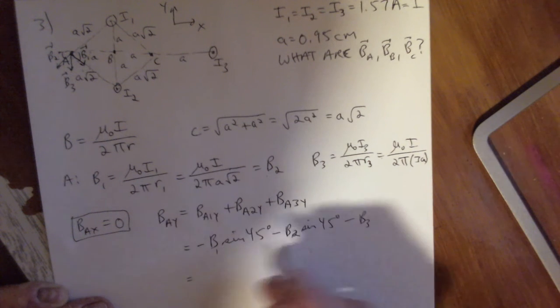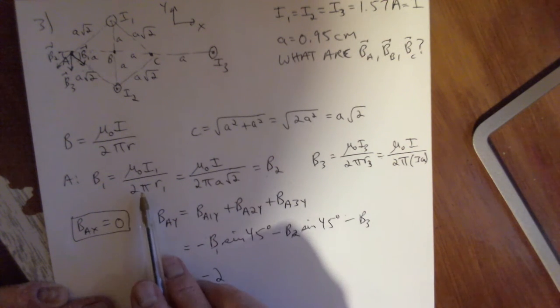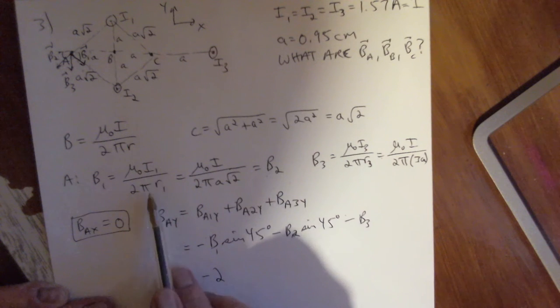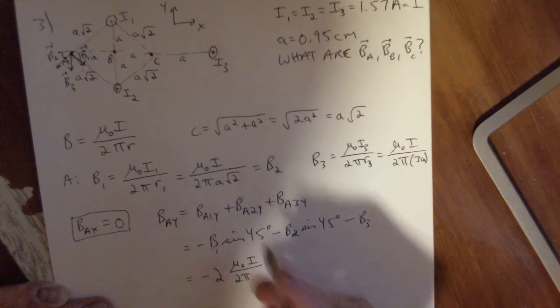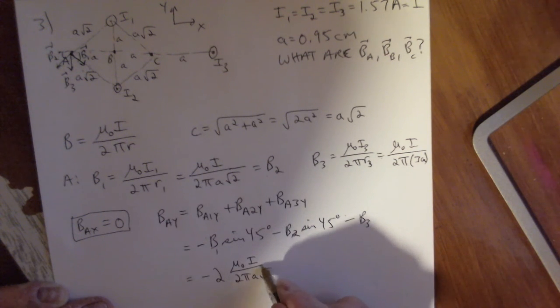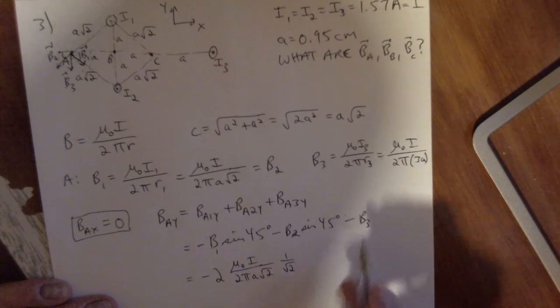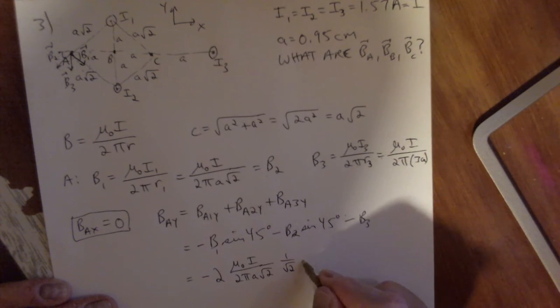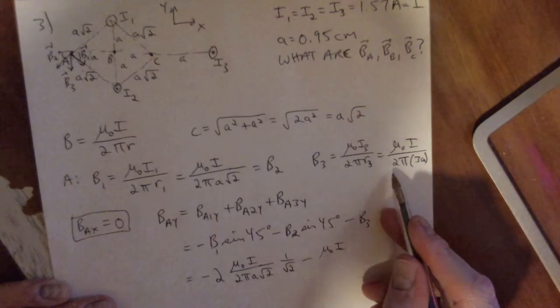Okay, so this and this are the same because B1 and B2 are the same. So you get minus 2 times B1, which is mu sub naught I over 2 pi R1, which is 2 pi a root 2, times sine of 45 degrees, which is 1 over root 2. And then B3 is mu sub naught I over 3 times 2 is 6 pi a.